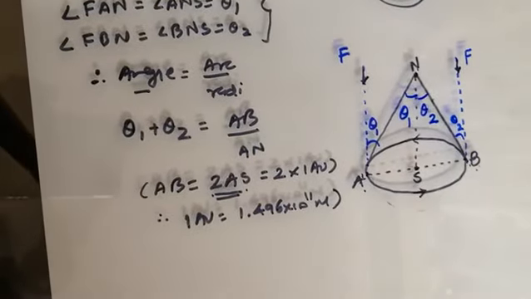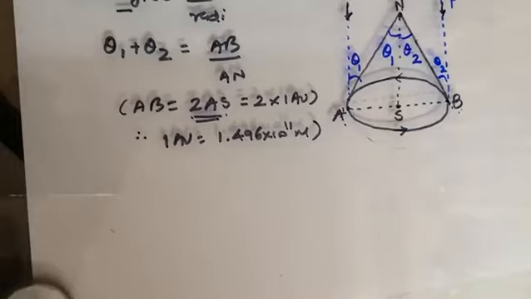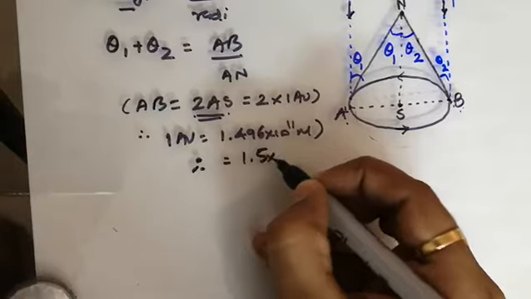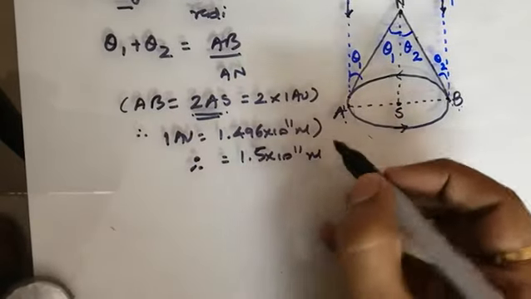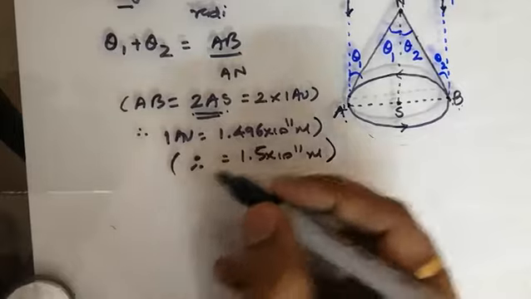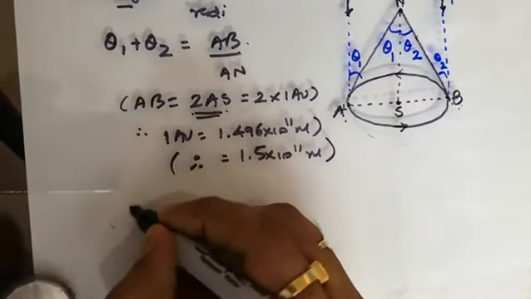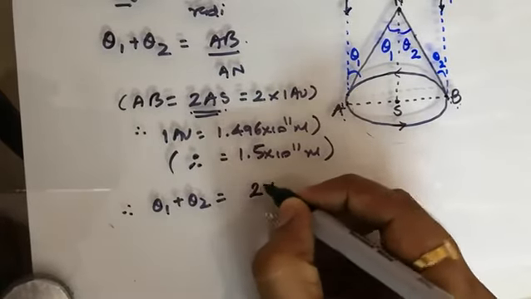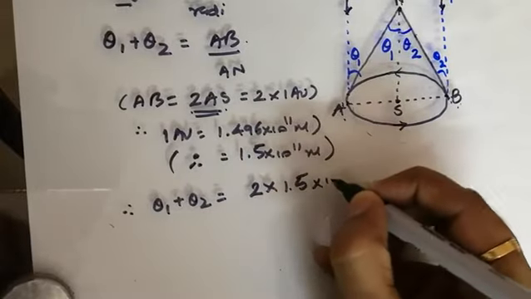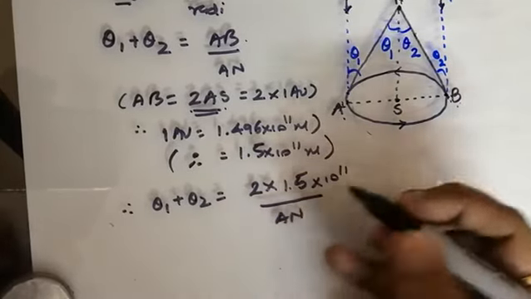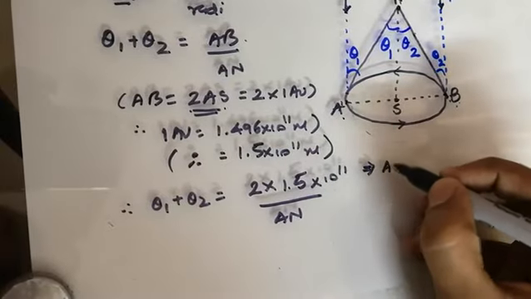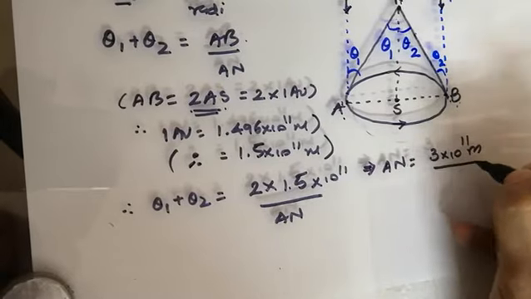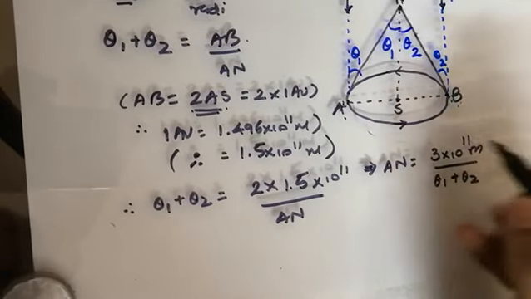If you are just learning, rounded out, you can say this would be 1.5 × 10^11 meters. This is the value of one astronomical unit. Putting in the previous formula, I can have theta 1 plus theta 2 equals 2 times 1.5 × 10^11, making the expression 3 × 10^11 meters, divided by the values of theta 1 and theta 2.